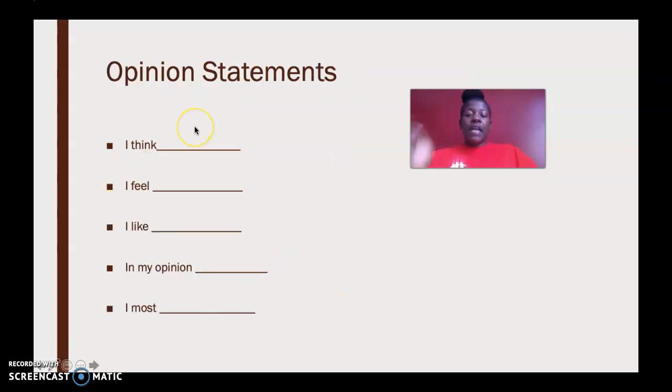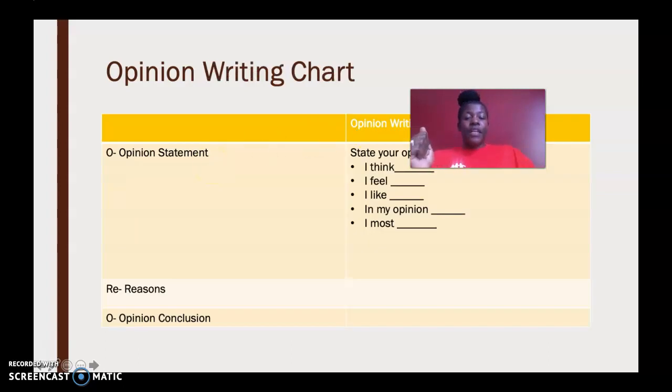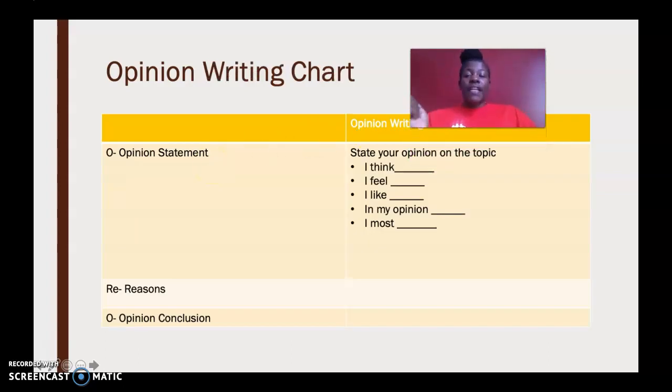All right, opinion statements. Let's talk about some more opinion writing. Whenever we start our opinion statements, we can start them by saying things such as I think, I feel, I like, in my opinion, or I most. You could say I most value this, which is just one way you can use that sentence frame. We've normally been using in my opinion, or it's very easy to use I think. Here I have an opinion writing chart.